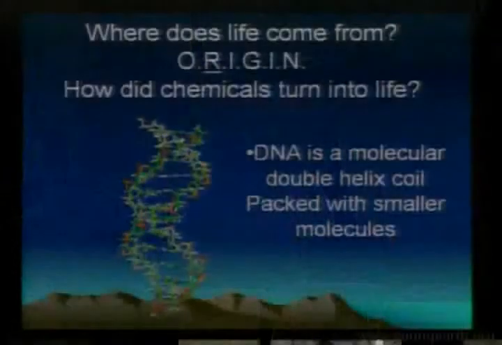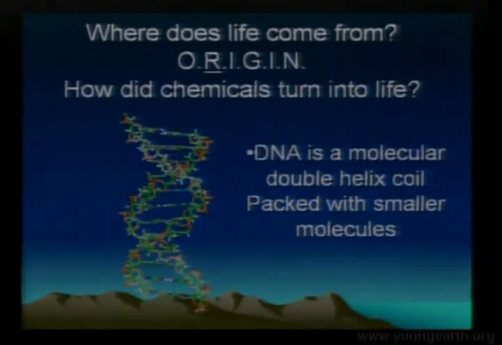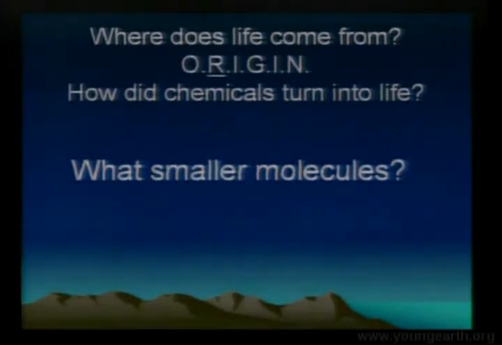in the whole makeup of the cellular structure. And every single cell has its own specific makeup, its own components, its own functions. And every one is a unique type of situation that's going to evolve. All that diversity and complexity is going to evolve. DNA is a molecular double helix packed with smaller molecules. We know that. So where does life come from?